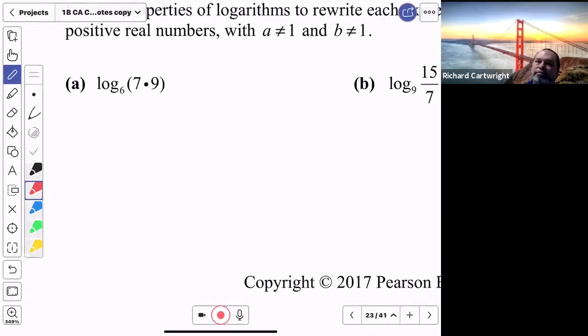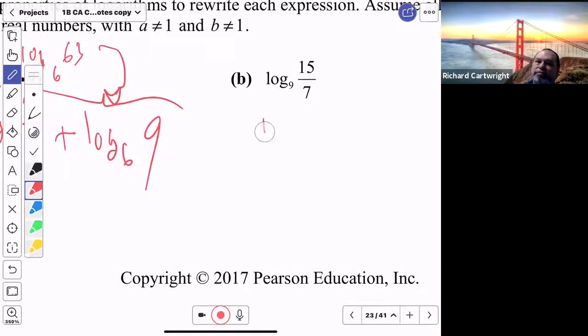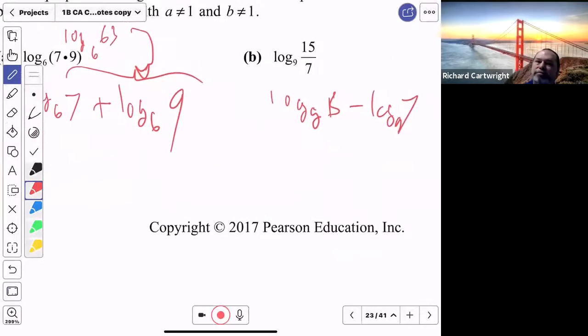Here goes. We would write that as keep the same base plus keep the same base 9. It's the same thing as saying log base 6 of 63. That's the same answer as all of that. This becomes log base 9 of 15 minus log base 9 of 7, which is the same as log base 9 of, well, whatever, 2 point something.